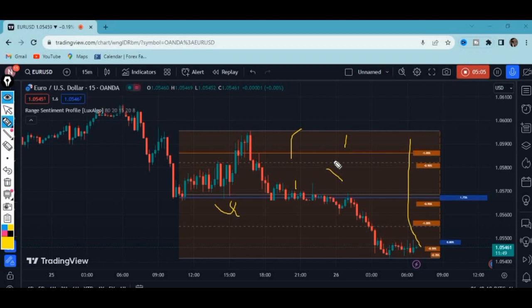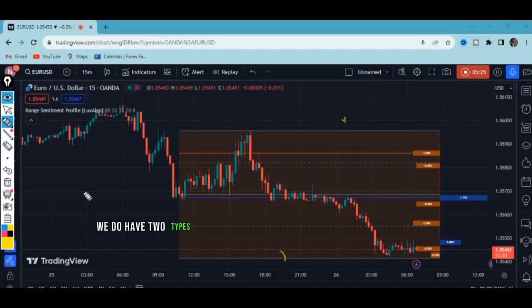So guys, having understood all those important features, you're supposed to know also that the top line and the bottom line of this indicator work as support and resistance levels, because it is telling us this is a range. And remember, I do tell you, we do have two types of ranges.